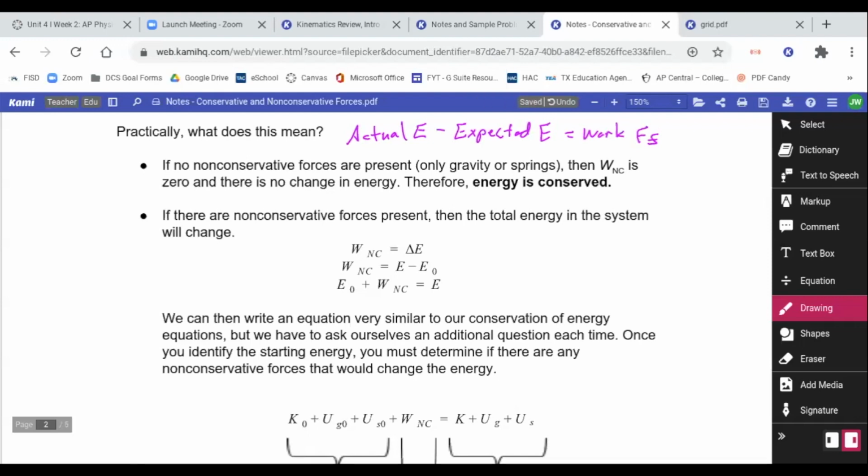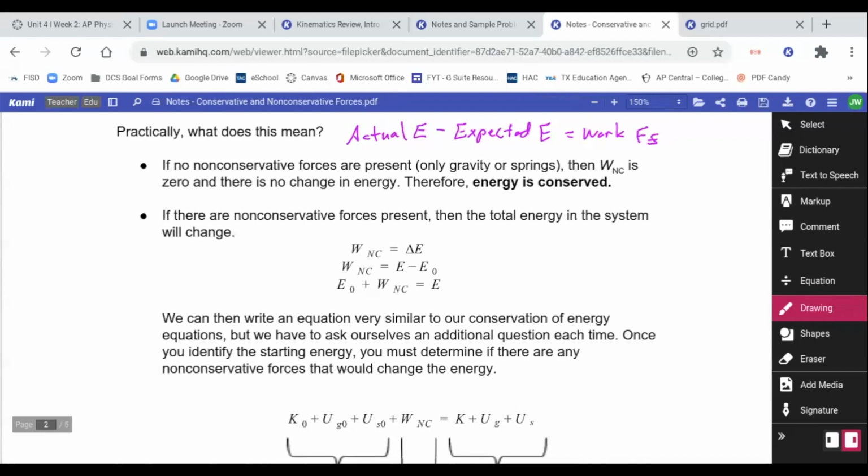If we calculate all the energy at the top based on height, and all the energy at the bottom based on velocity, and we compare the two. If we take what we actually got at the bottom, which will be a smaller number if friction is present, and we subtract the expected from the top, we're going to see the work done by friction will be a negative number. We know it's negative because friction is a force, and it's always in the opposite direction of motion.